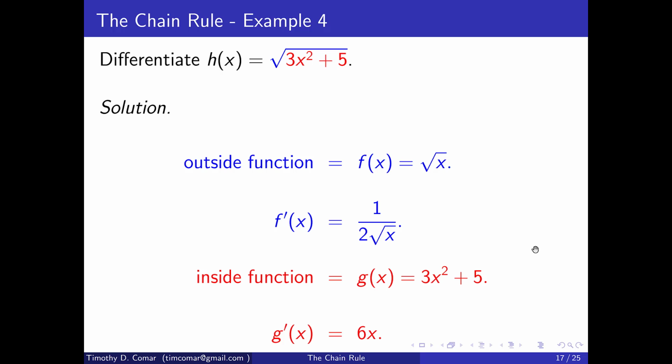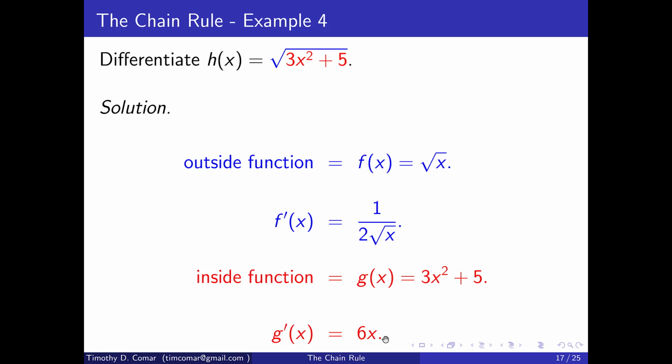Just like in one of our other examples over here, we identified the outside function and the inside function. The outside function here is the square root of x, and its derivative written in radical form here is 1 over 2 times the square root of x. The inside function here is that 3x squared plus 5. You see it's inside the square root over here, and its derivative is 6x.